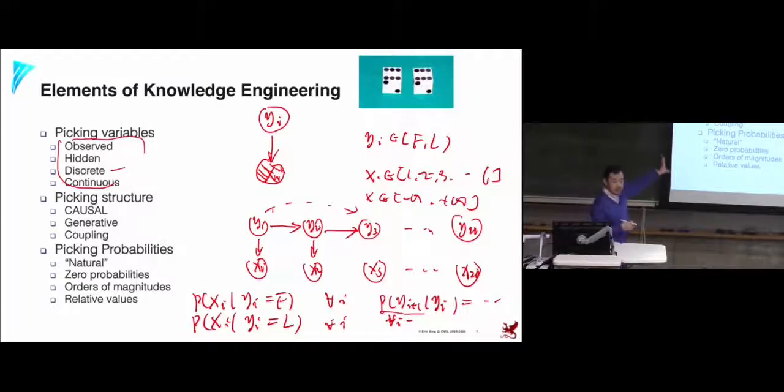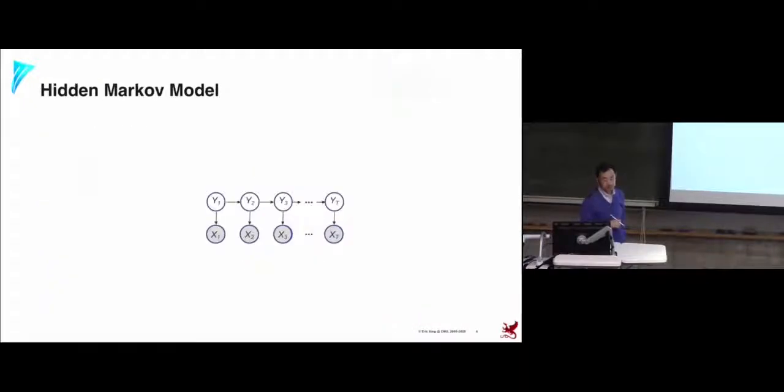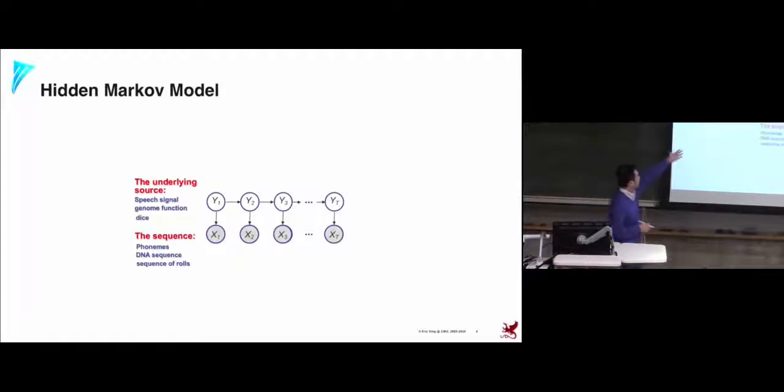So anyway, these are just examples of knowledge engineering. At the end of the day, you have random variables, you have structures among random variables, you have also this local conditional probability between random variables, and that leads you to a model. This model is known as the very famous hidden Markov model. The underlying sequence, the underlying source, is hidden, and in our previous example, it corresponds to dice choices, and the outcome corresponds to the sequence of rolls.